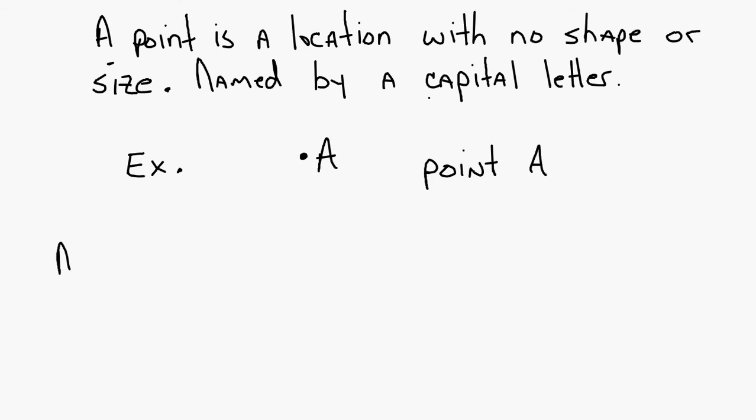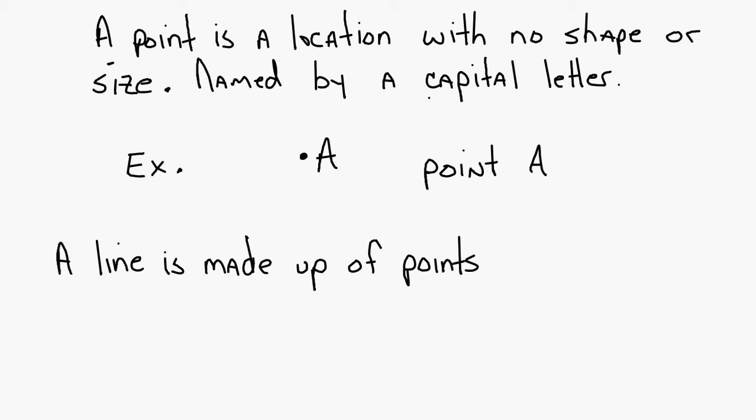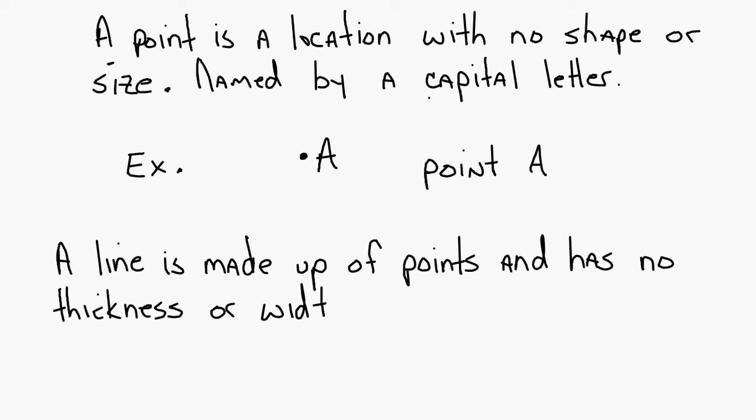A line is made up of points and has no thickness or width. There's exactly one line through any 2 points.